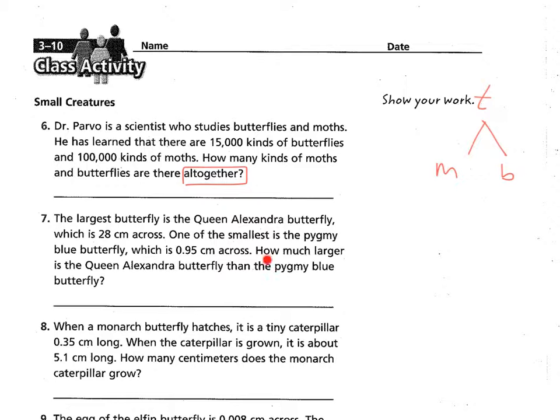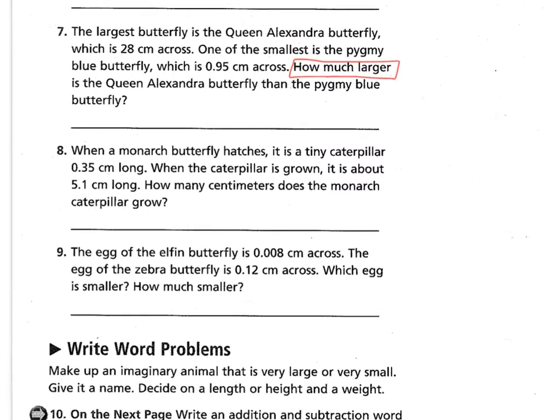How much larger is the Queen Alexandra butterfly than the pygmy blue butterfly? So again, this time, let's talk about how much larger. So that's going to be subtraction. Let's see. The next problem says, how many centimeters does the monarch caterpillar grow? So that's starting at the beginning. This is how small it is at the beginning. This is how big it is at the end. It wants to know how much does it grow. So that's going to be an amount of change, which is going to be subtraction. I'm going to take the big amount minus the small amount.